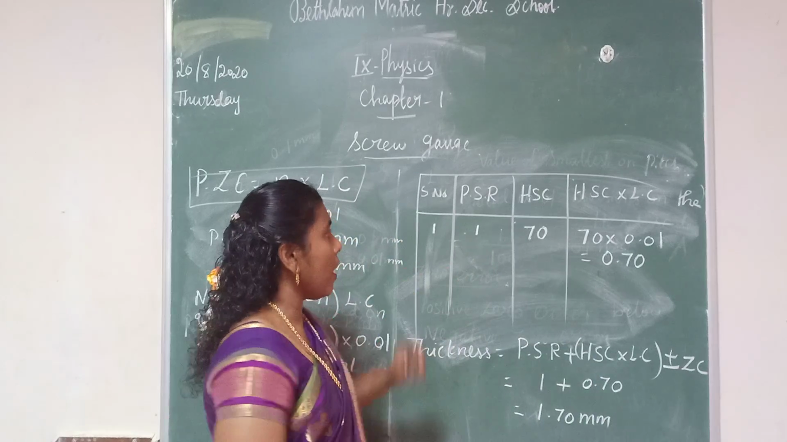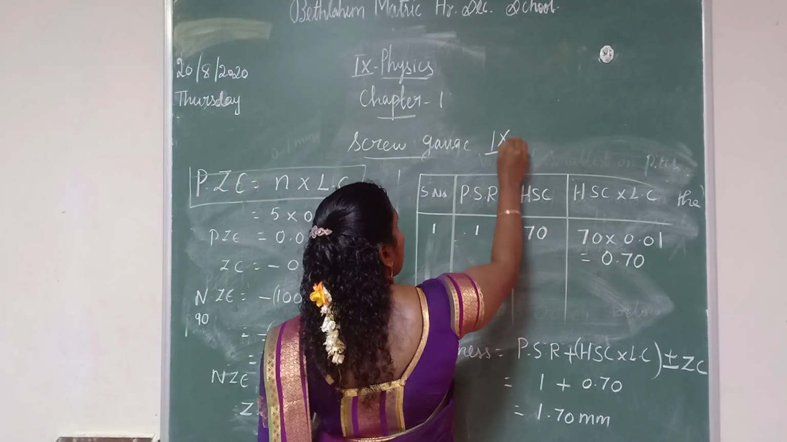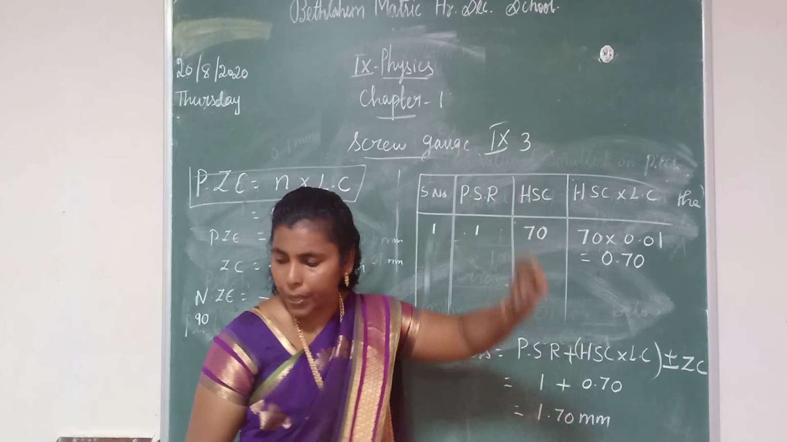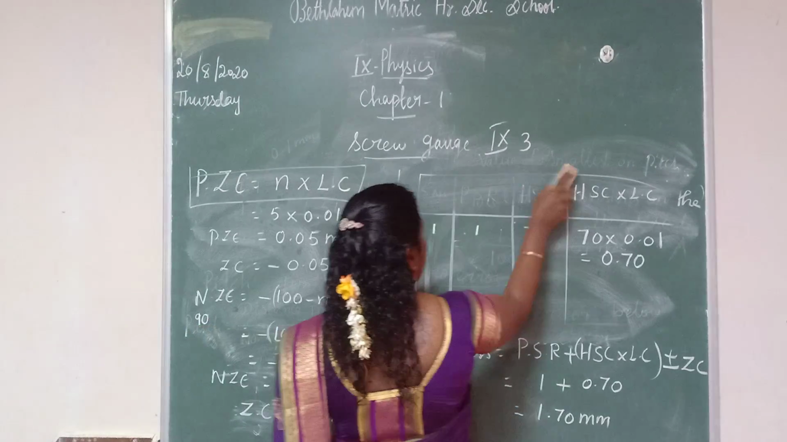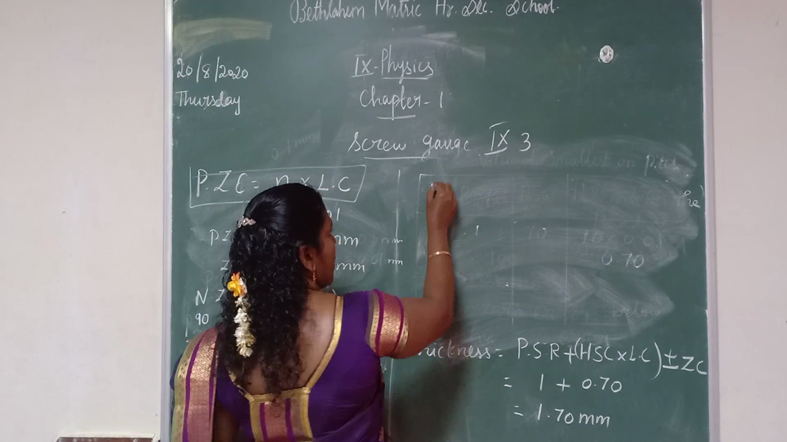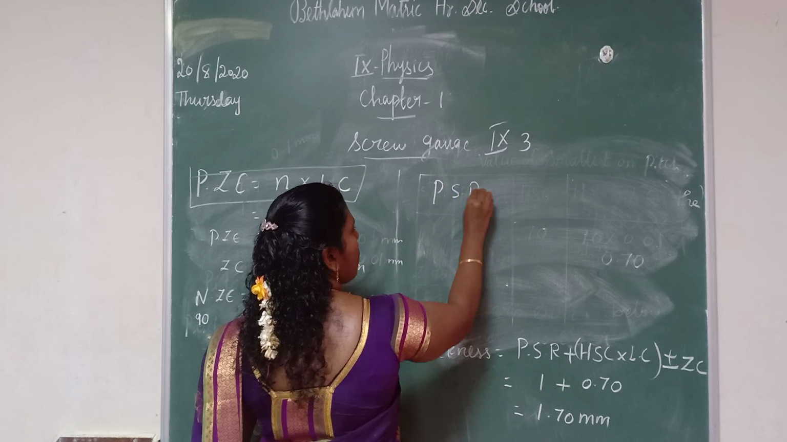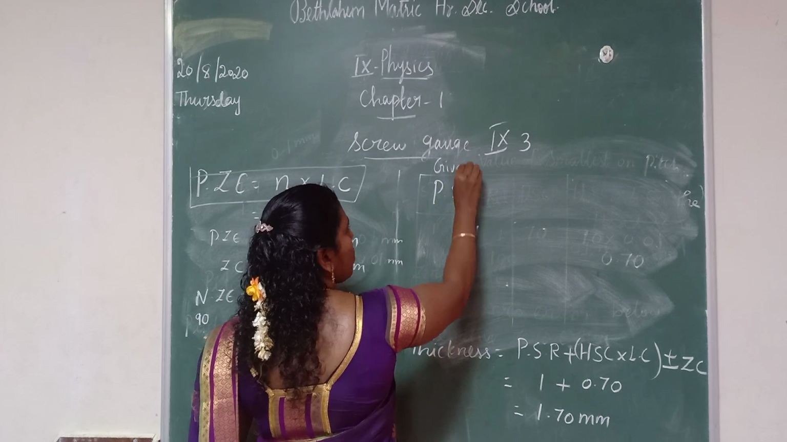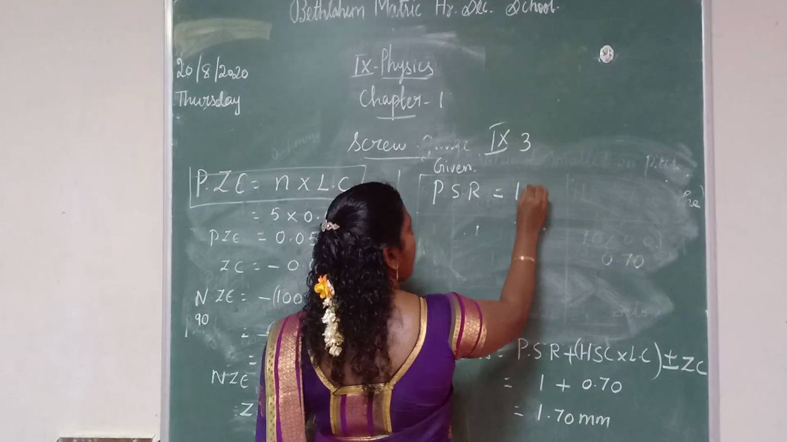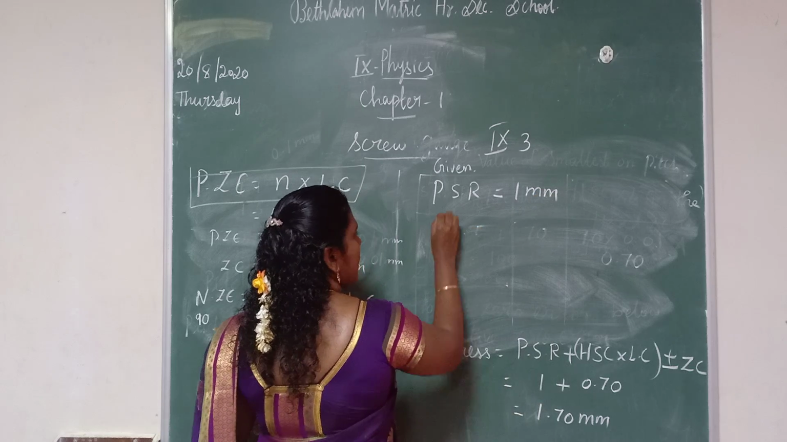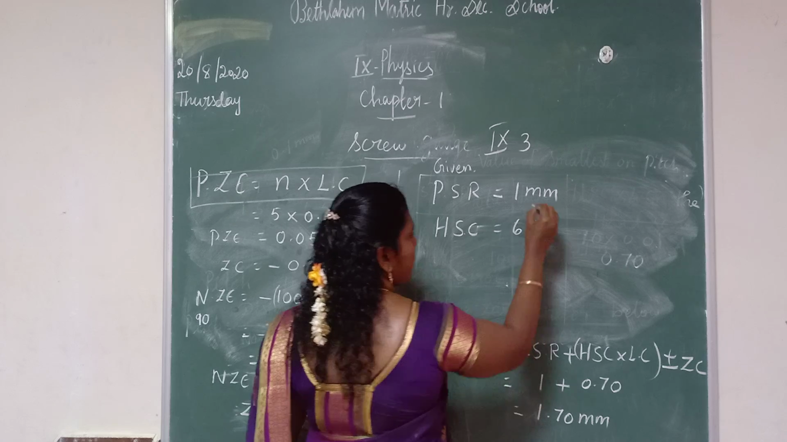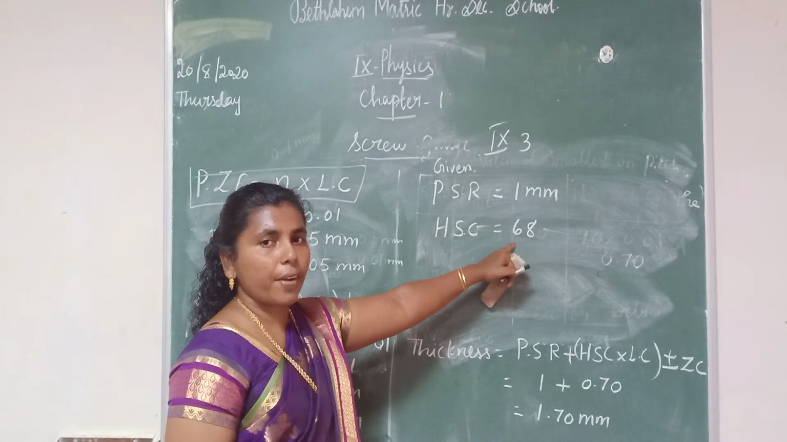The same model for Roman letter 9, question number 3. They have given the PSR value in the question. First you have to write what is given in the question: PSR equal to 1 millimeter. Next, head scale coincides is given, that is 68.